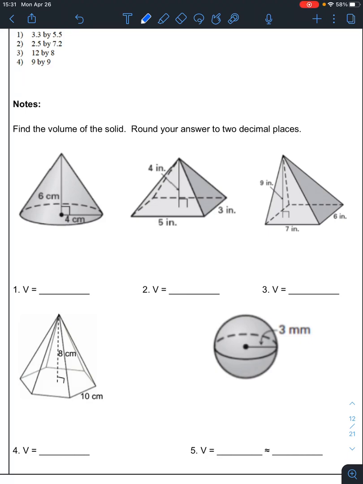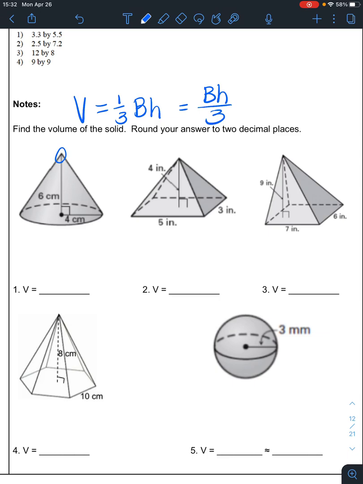So our goal today is for you to be able to use the formula for cones, pyramids, and spheres to be able to find the volume of those solids. In general, with the exception of a sphere, for a cone and a pyramid, so basically anything with a point on top, we use the formula volume is equal to 1/3 the area of the base times the height. If you struggle with that 1/3, then it's the area of the base times the height divided by 3.